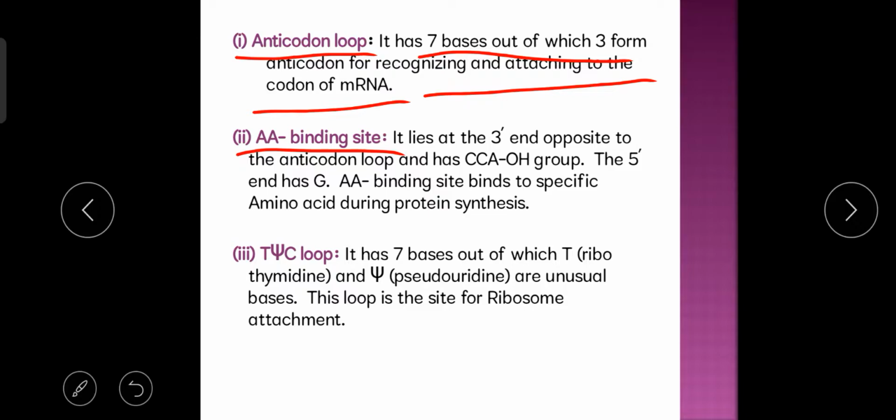So the anticodon loop has 3 nitrogenous bases which form the anticodon. Anticodon means opposite of the genetic codon. And what is the importance of this anticodon? This anticodon helps in recognizing and attaching to the genetic code present in the messenger RNA.